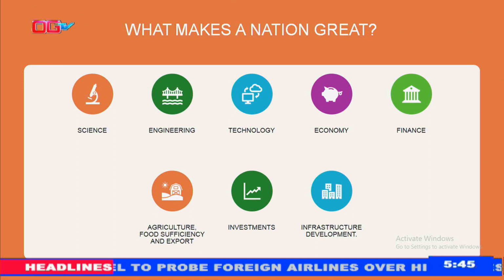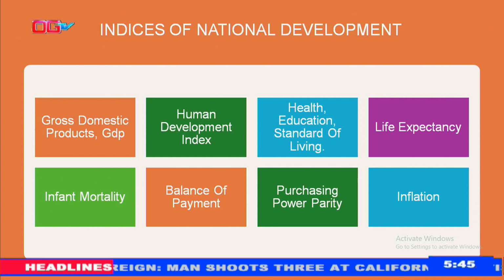I go into national development. What are the indices? GDP, gross domestic product. I gave an example of one country producing 1.2 million barrels for 220 million people, as against another country that produces 9 million barrels for only 32 million population. That's where the GDP of a country comes in.